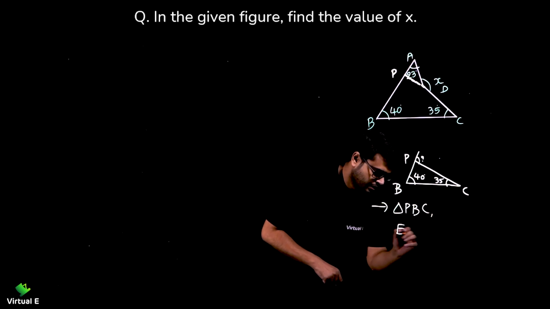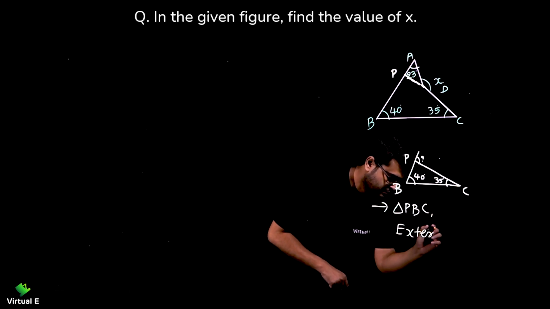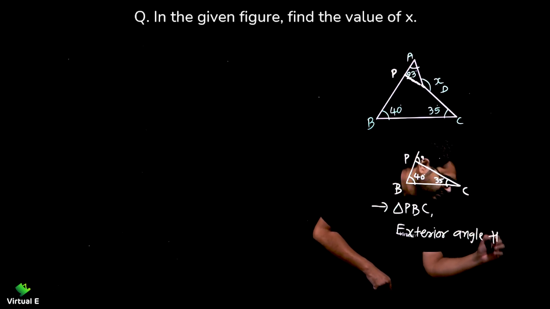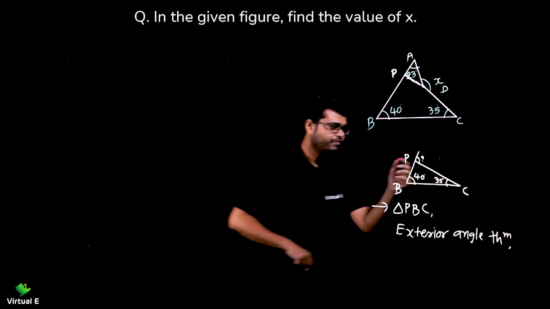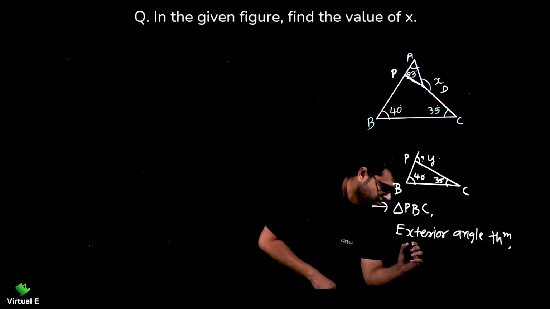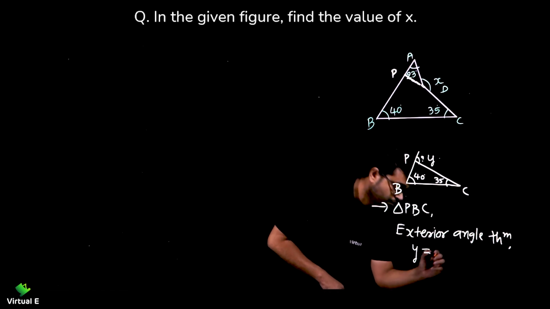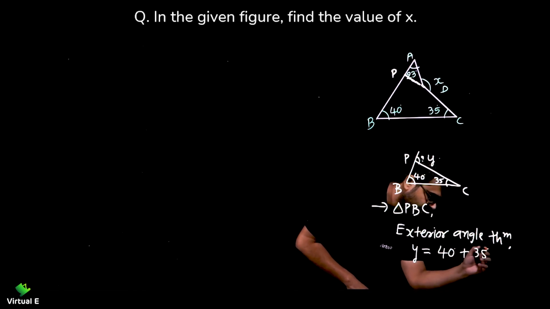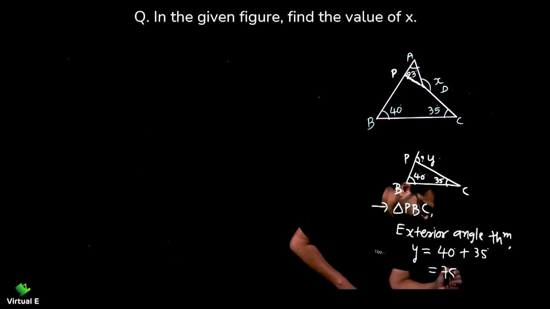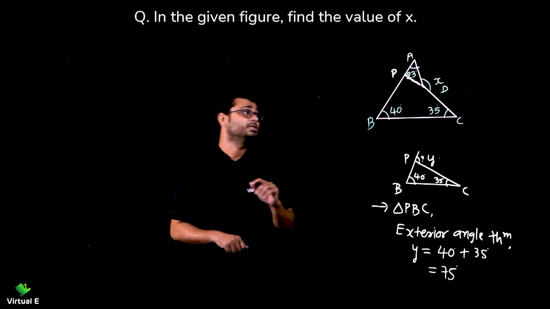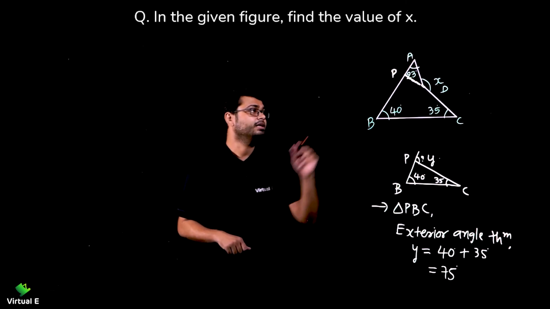So let's write triangle PBC exterior angle theorem. So what we can do, let's name this as y over here. So y is equal to 40 degree plus 35 degree is equal to 75 degree. Done. So 75 degree it is.